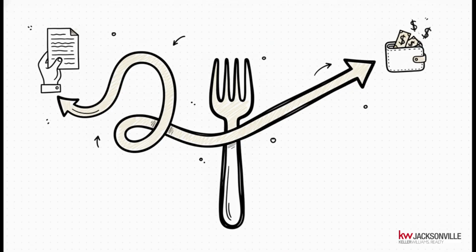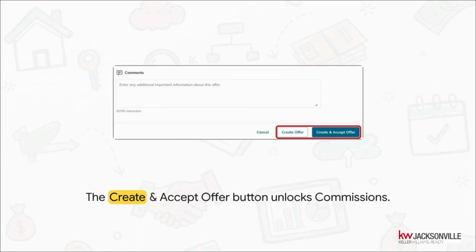It shoots you straight to the commission request. Right at the bottom of the offer details page, you'll find those buttons. Clicking that teal Create and Accept Offer button is basically the key that unlocks the Commissions 2.0 tab. And let me tell you, that is where the magic happens for your paycheck.